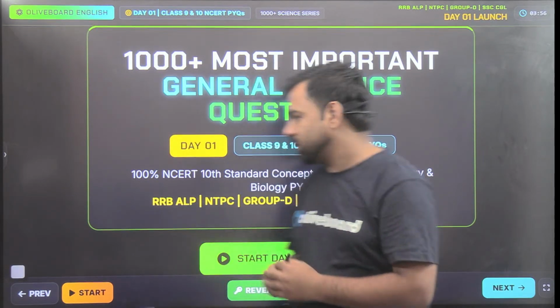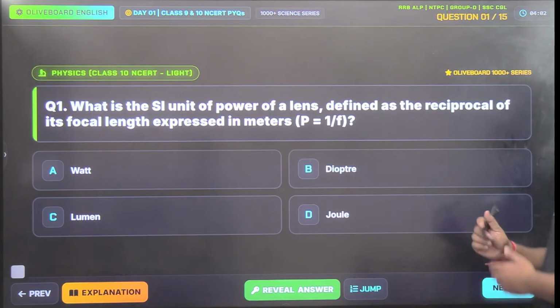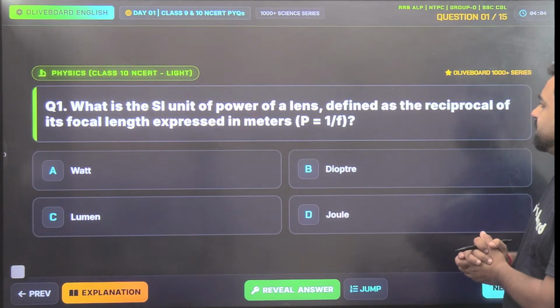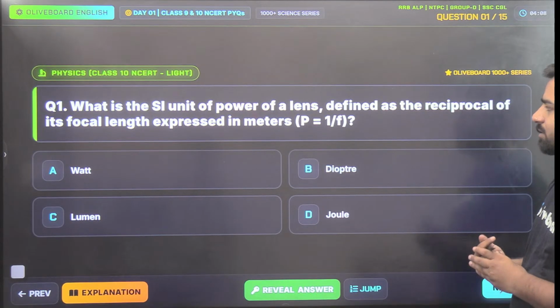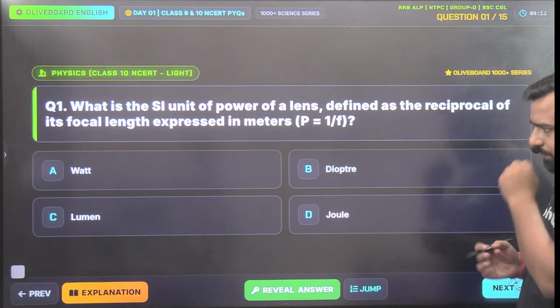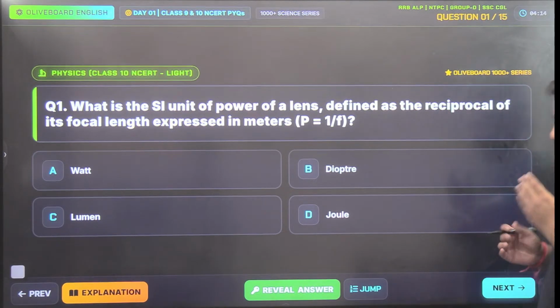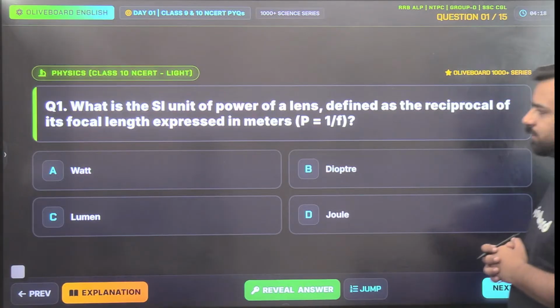So what is the first question of the day? What is the SI unit of power of a lens, which is defined as the reciprocal of its focal length expressed in meters? The formula is also given: P is equal to 1 by F. Will it be diopter, lumen, or joule? What should be the answer?